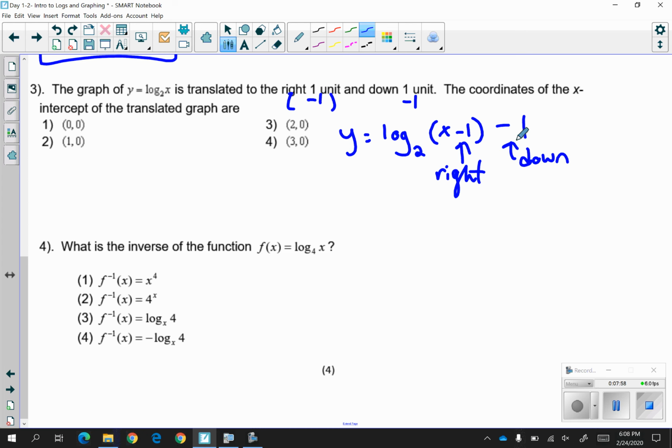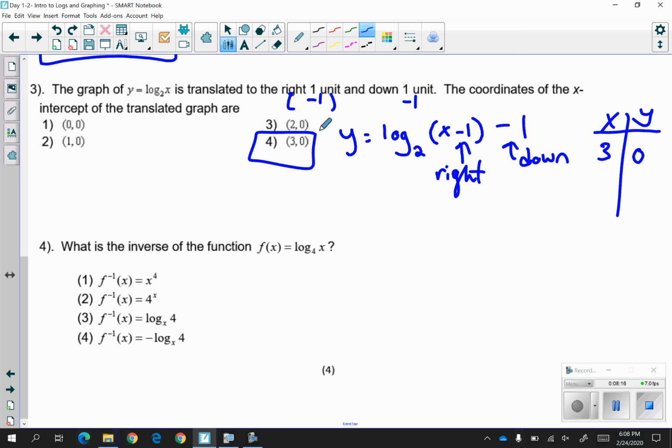You're going to put that in the calculator, and you're going to see which coordinate is your answer choice. And if you look at the graph, or rather the table, you'll see that they have the coordinate (3, 0).